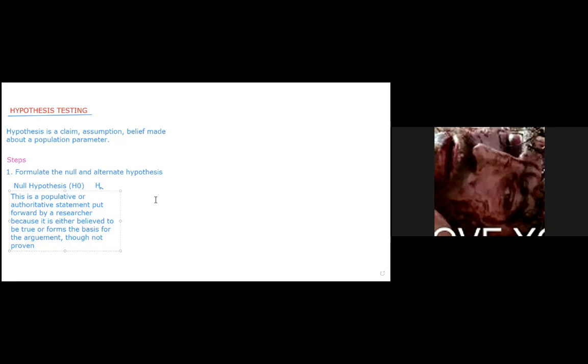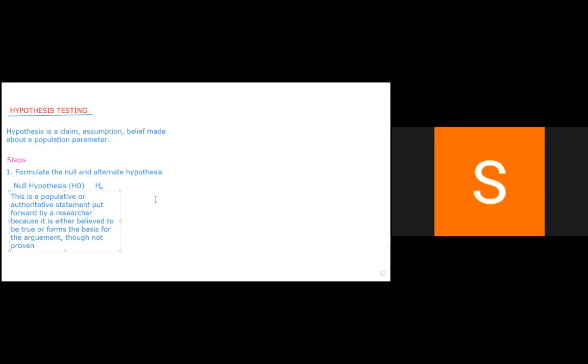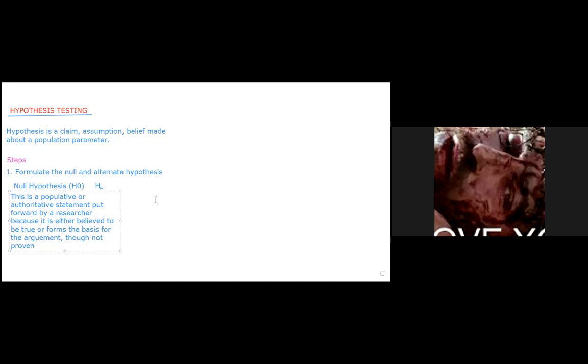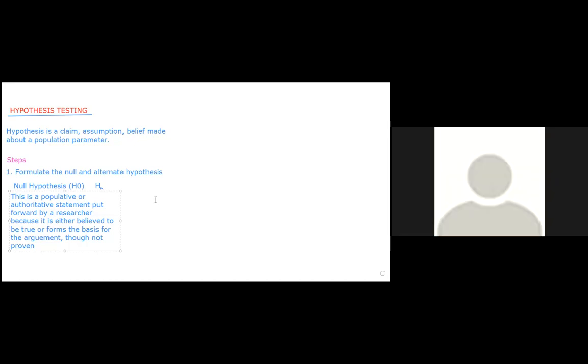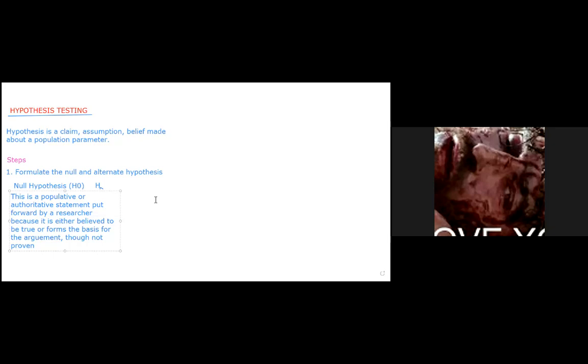And maybe one of your colleagues or your class rep tells you that all of you are going to pass research methods. Whose statement will you believe more? Is it the lecturer or your class rep? The lecturer's statement. Why? Because the lecturer is an authority. He is the one who is going to mark and grade you in this course. So it is an authoritative statement.